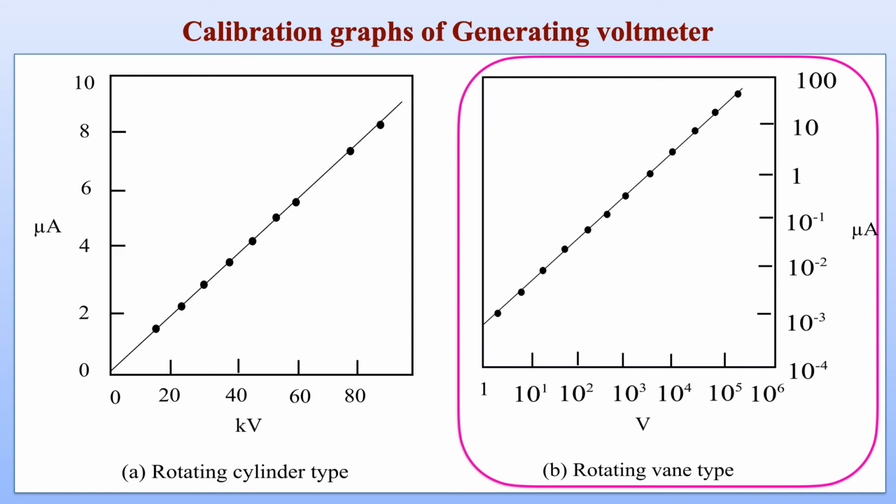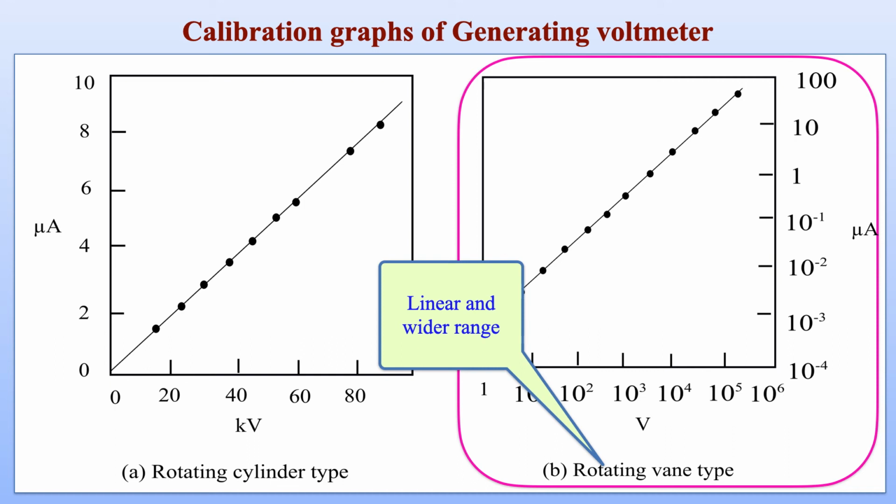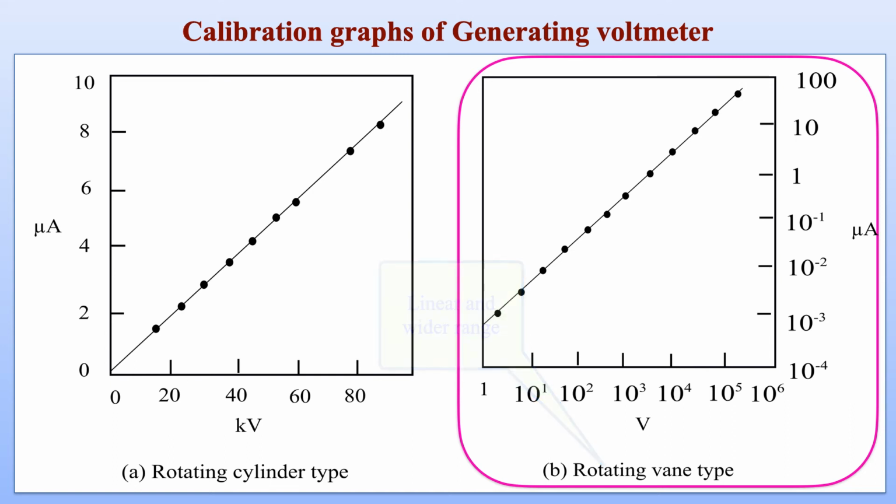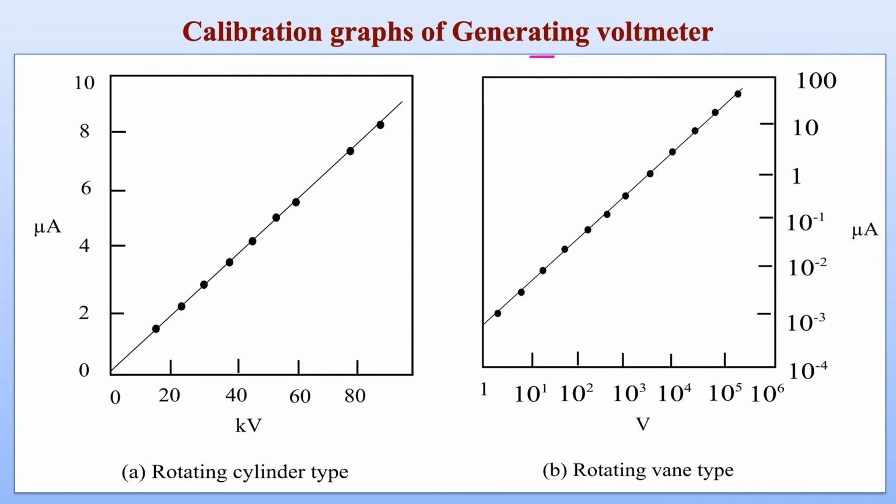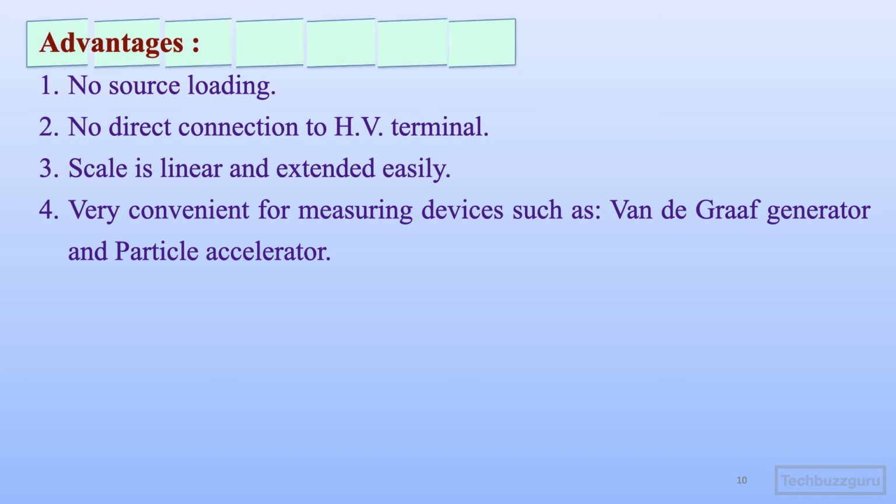And very importantly, we must take note that the scale is much wider for the rotating vane type, and both the graphs show clearly that the readings obtained through this generating voltmeter follow a linear variation in voltage with respect to current. So that shows the practical usefulness of this particular method in measurement of high DC voltages. Let us now move ahead and take a look at the advantages of the generating voltmeter method.